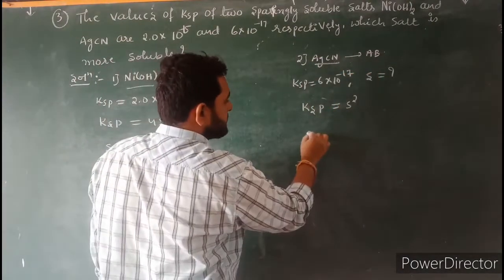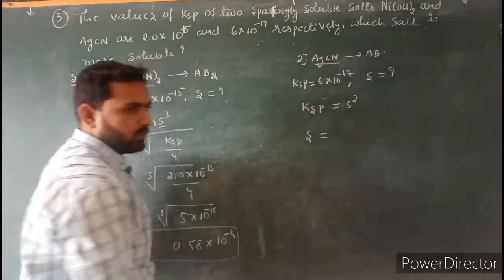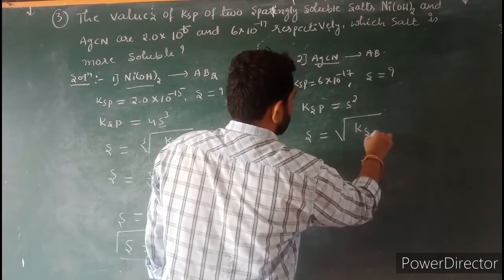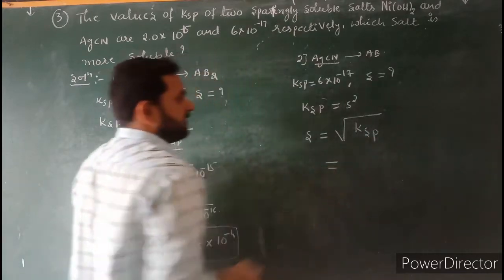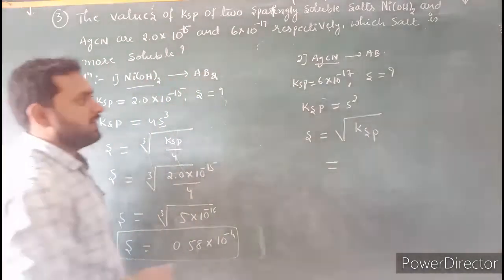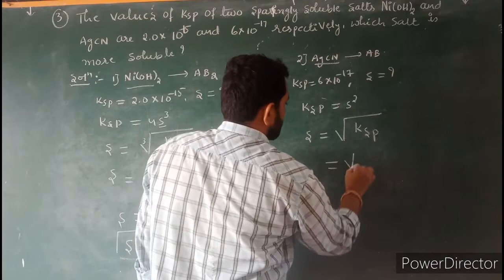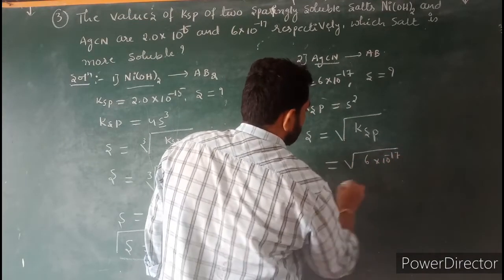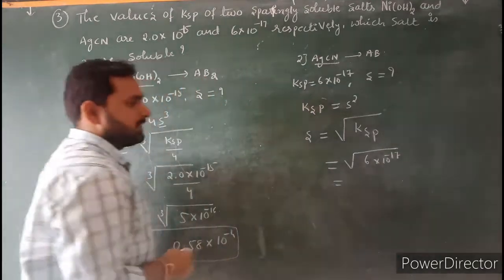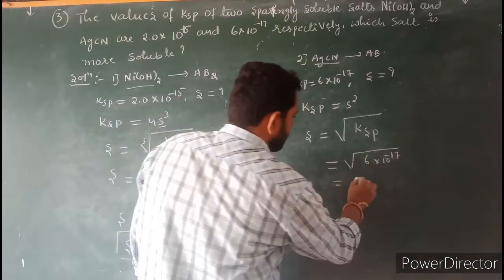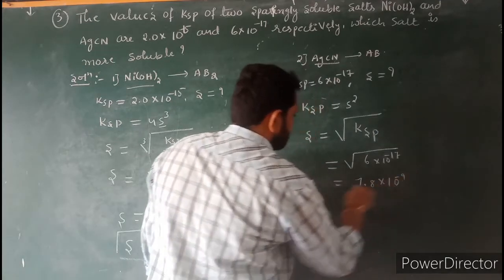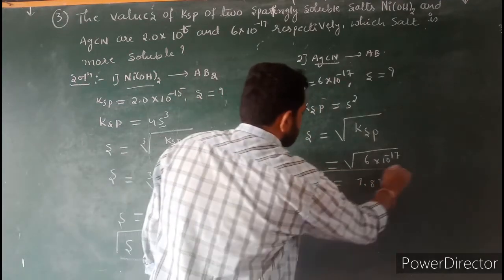Then you rearrange this equation. Solubility is equal to square root of Ksp. Here the Ksp value is given. What is the Ksp value? Square root of 6 into 10 power minus 17 is equal to 7.8 into 10 power minus 9. This is the solubility of silver cyanide.